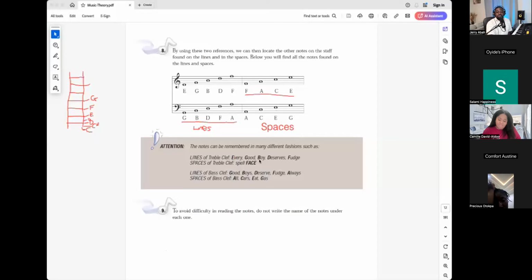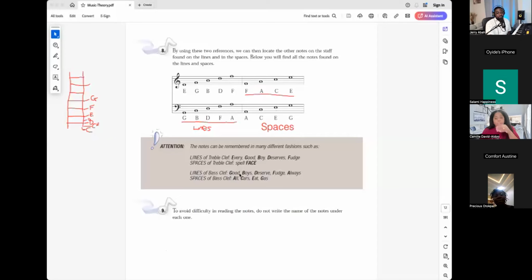Fair enough. Whatever you feel like using, you can come up with your own acronyms and synonyms that will help you remember what the lines and spaces are, and then differentiate between the treble and the bass. Then for the spaces of the treble clef, we just keep it at the spelling because it spells an English word. Call it face, F-A-C-E. That's for the spaces.